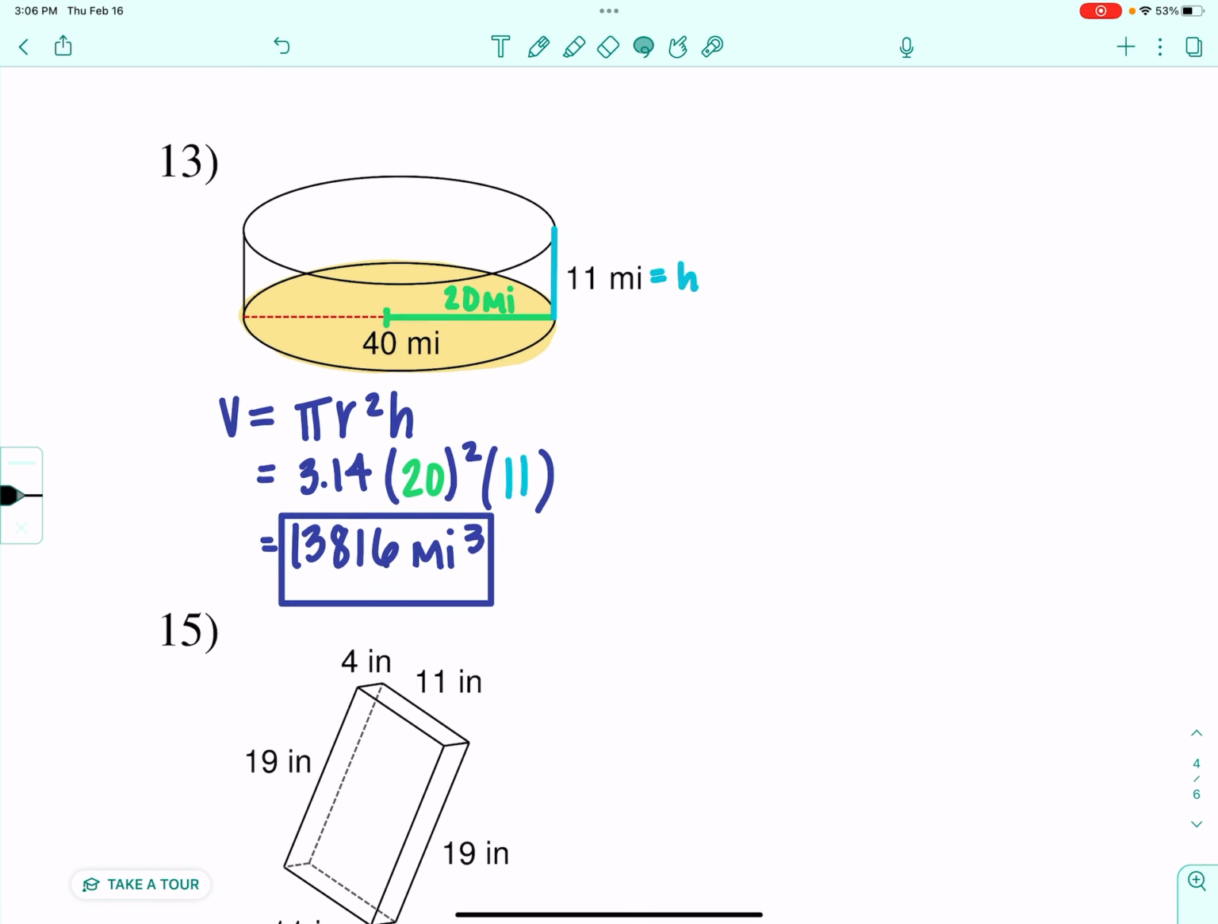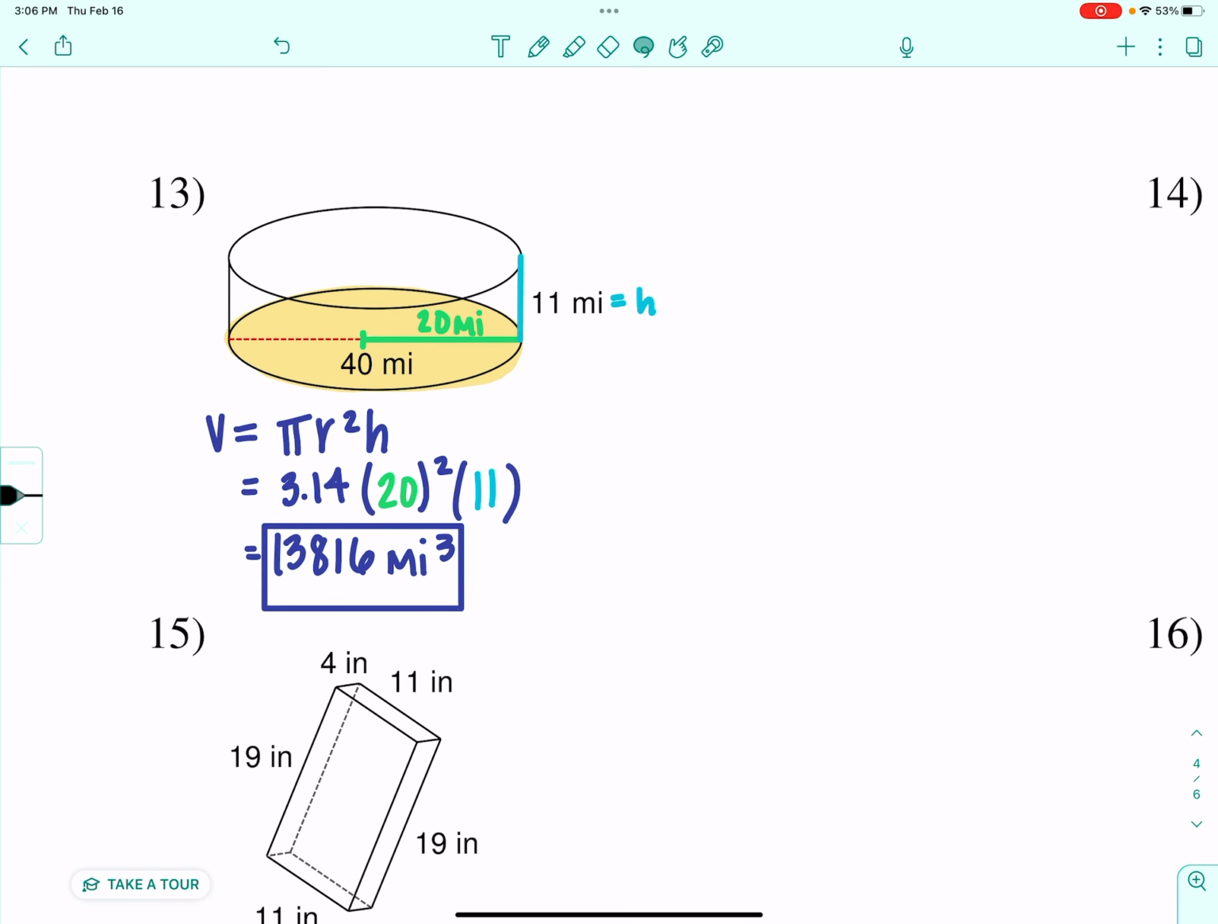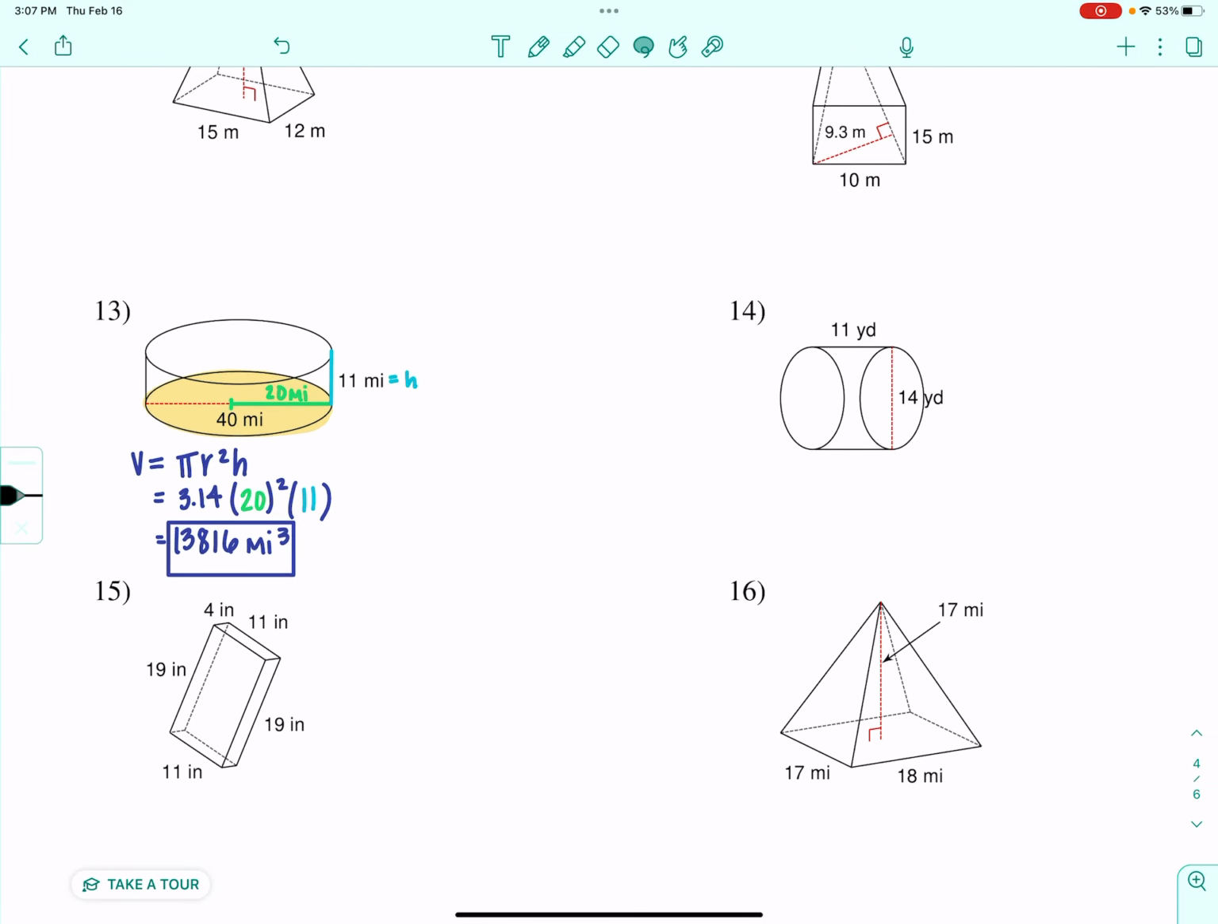The big things with the cylinders to remember is that you have to have a squared on your radius, and to pay attention to what they ask you to use for pi. If they don't specify, you can use 3.14. If they specify a value, you need to use the value that's asked for. Be careful with your rounding. And in the next video, we'll take a look at the next solid.